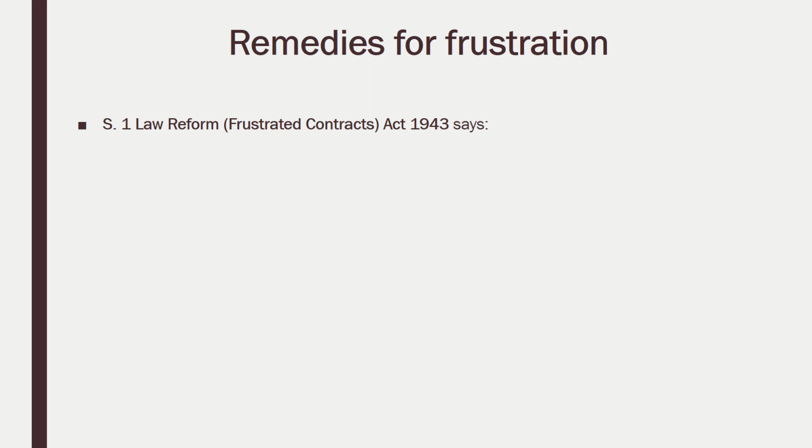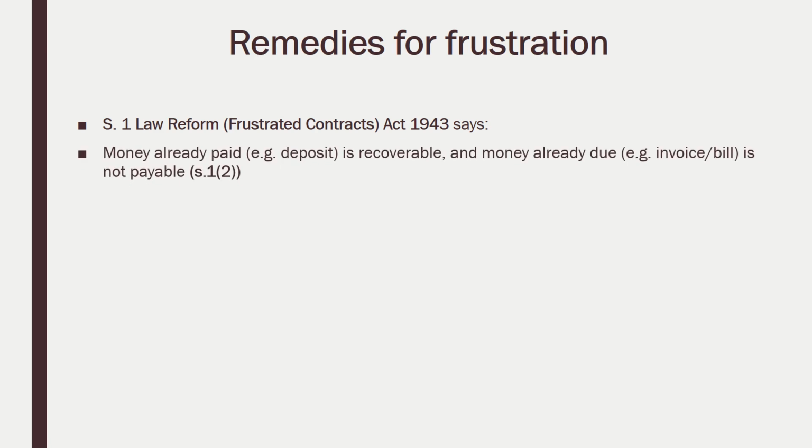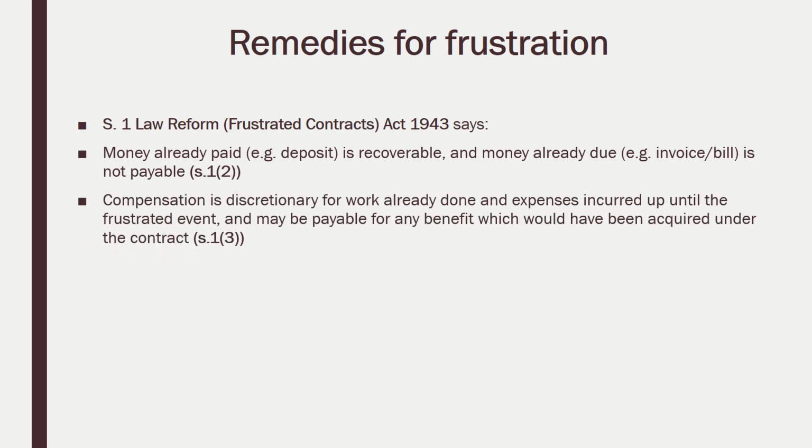But there is an Act here, the Law Reform (Frustrated Contracts) Act 1943. So any money already paid, for example, a deposit, can be recoverable, and any money already due would not be payable if a contract becomes frustrated. Compensation is discretionary only for work already done and expenses incurred. It may not be payable, so compensation may or may not be payable for any benefit which would have been acquired under the contract. So have a look here where I'm putting section 1, subsection 2, section 1, subsection 3. So these are the details that you could add in. If you recognise a frustration, you could then add these in at the end to advise the party what the remedies may be. So could they claim back any money they've already paid? Could they claim for any compensation and expenses incurred up until the event?